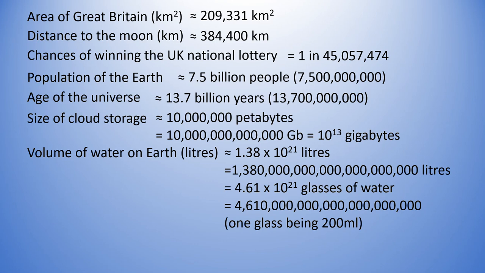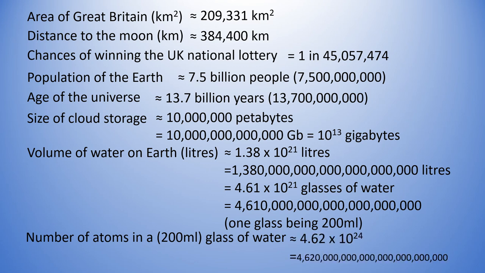Now, I started thinking about that number and then thinking about, well, how many atoms are there in one glass of water? So if we take that 200 milliliter glass of water and do the calculations, some friends who understand chemistry better than I do assure me that the number is approximately 4.62 times 10 to the 24, and the number is written there for you. To put that in context, that is larger than the number of glasses of water there are on the Earth. More atoms in one glass than there are glasses on Earth. Quite an interesting number, that one.